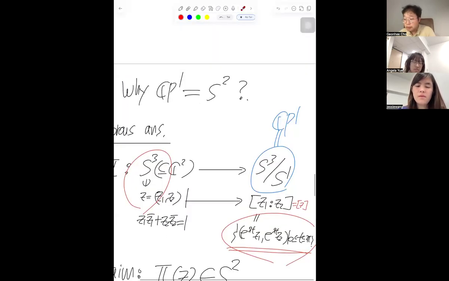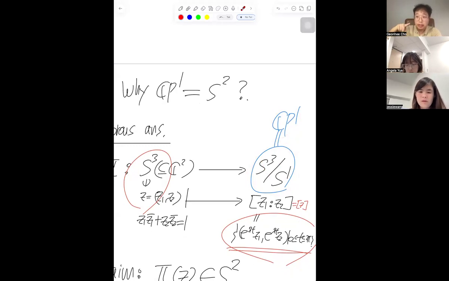So as in my note, we map from S3 to S3 quotient out by S1. This is CP1. So we consider the collection of those circles on S3. Is that okay with you? Then the Hopf fibration says it becomes S2. That's the Bloch sphere.